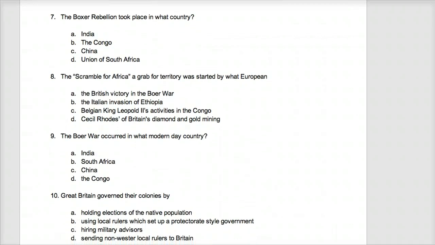Question 7. The Boxer Rebellion took place in what country? A. India, B. the Congo, C. China, D. Union of South Africa.